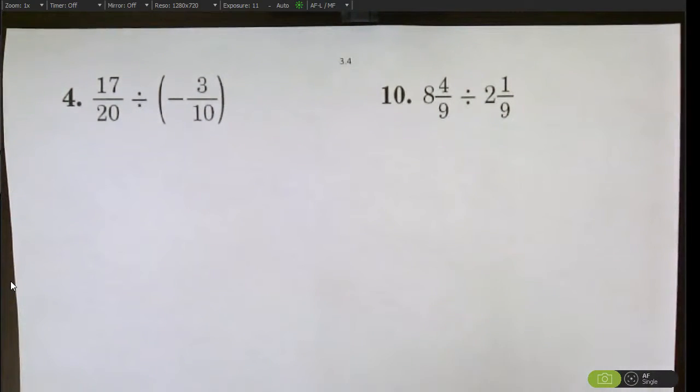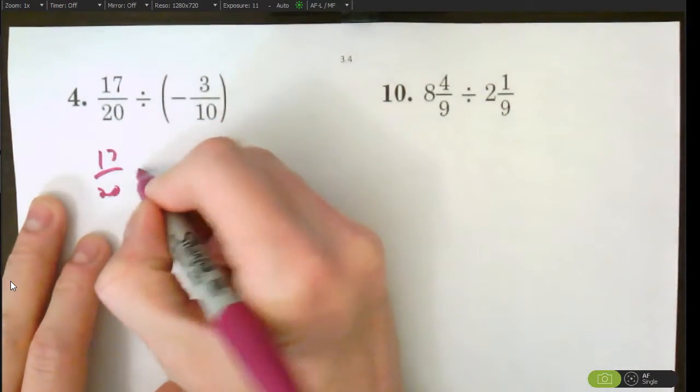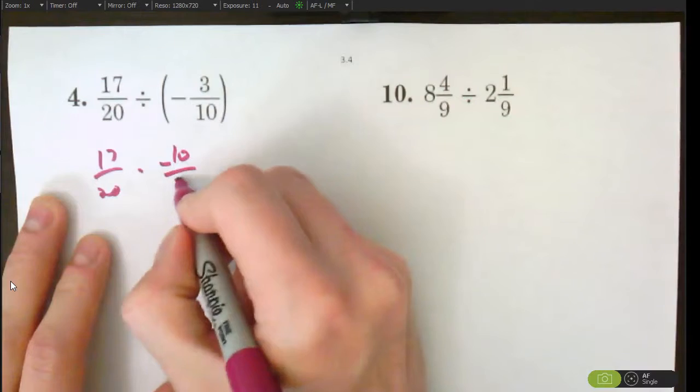Okay, so here are some problems for pre-algebra to help you out with some stuff we did in section 3.4 from your worksheet. We're dividing fractions, and the basic tenet of dividing fractions is multiply by the reciprocal. So 17 over 20 stays the same. We're going to multiply it by negative 10 over 3.